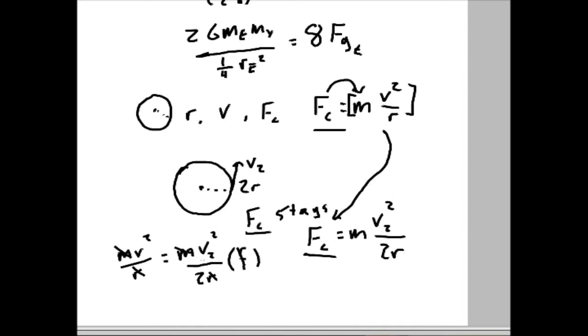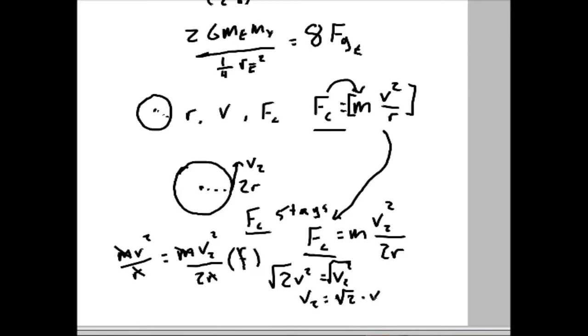So let's figure out how v2 is related to my initial velocity, v. Multiply both sides by 2. I end up with 2v squared equals v2 squared, my velocity at that new position. If I take the square root of both sides, that tells me that v2 is equal to square root 2 times v. Now, square root 2 times v gives me a different velocity at that position.